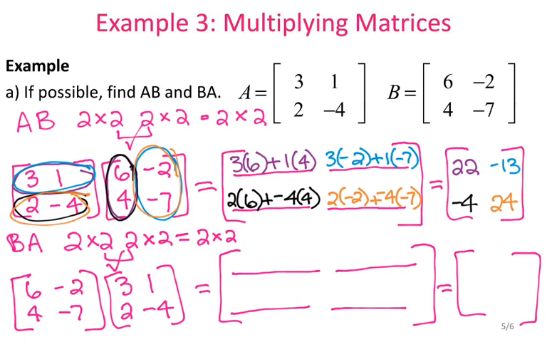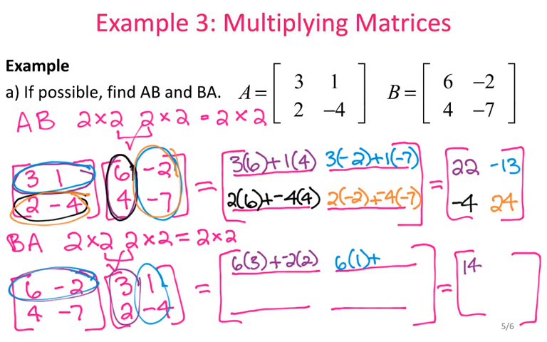Okay, so I'm going to go first row, first column. I have 6 times 3 plus negative 2 times 2. That gives me 18 minus 4, which is 14. First row, second column. So I have 6 times 1 plus negative 2 times negative 4. That gives me 6 plus 8, which is also 14.